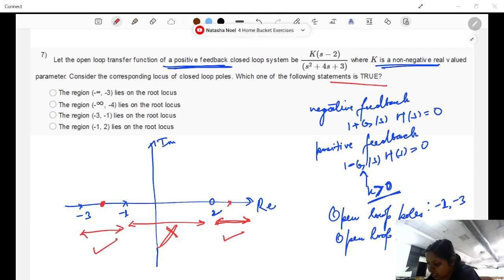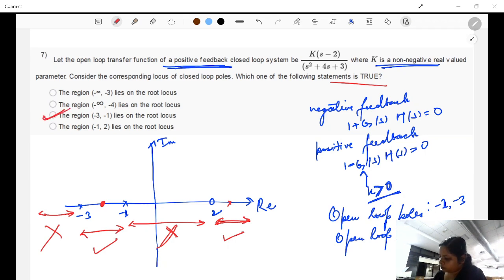So your question is, which of the following statements is true? Which portion does lie on the root locus? It is -3 to this portion; this portion again does not lie. Mark it. So -3 to -1 lies on the root locus. So this is your answer to this question.